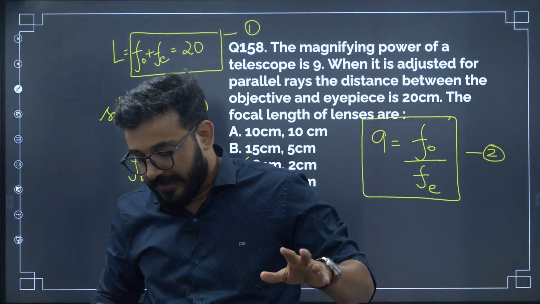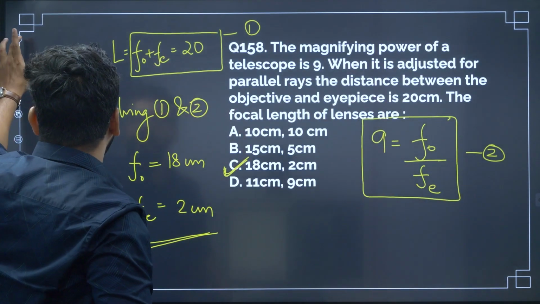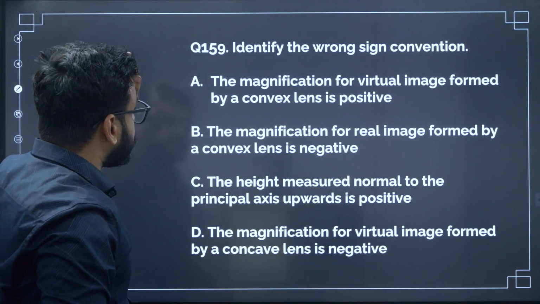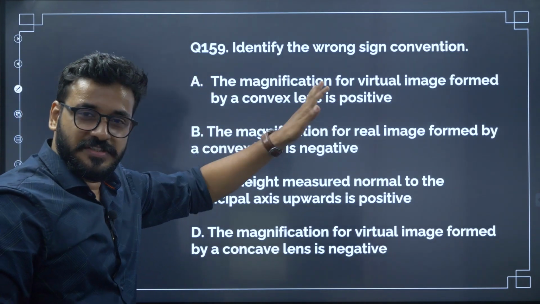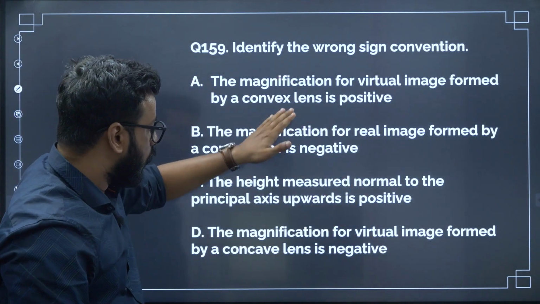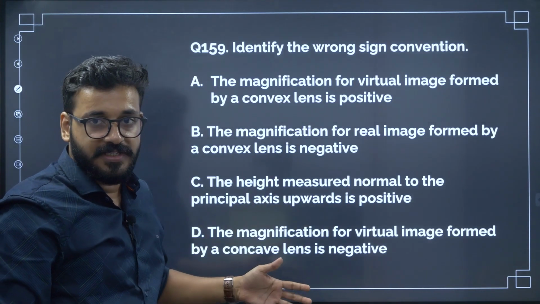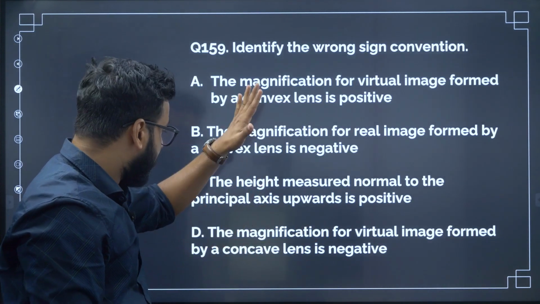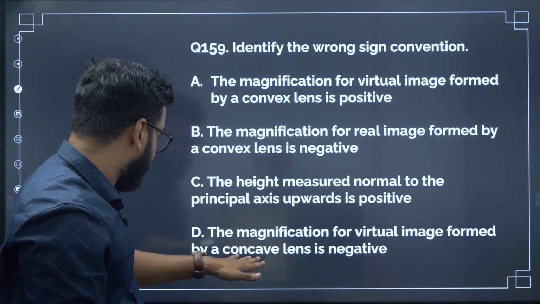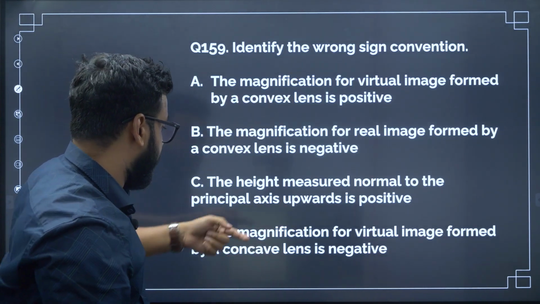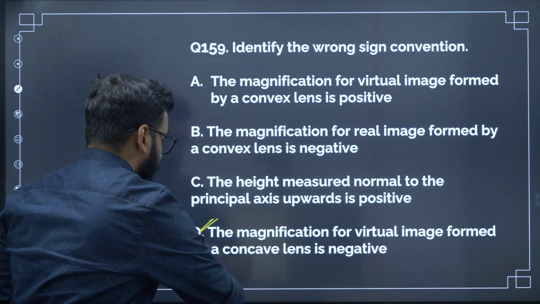All right, fine. Once again, a very easy question. Identify the wrong sign convention. It's a very simple question. Just go through all the four options very quickly. You can take a pause as well. I can tell you right by looking at it. The correct answer over here, the wrong sign convention, is option D.